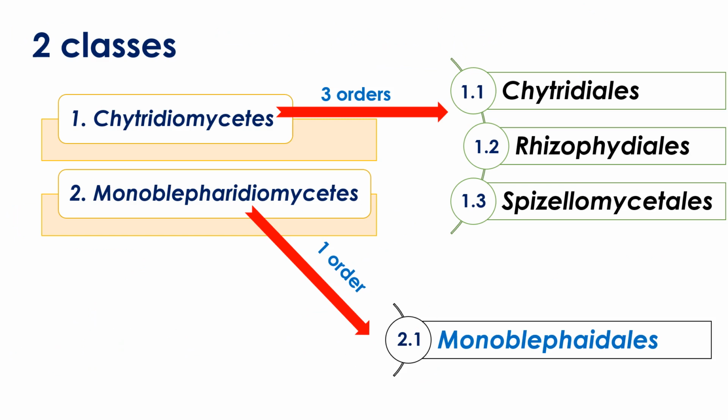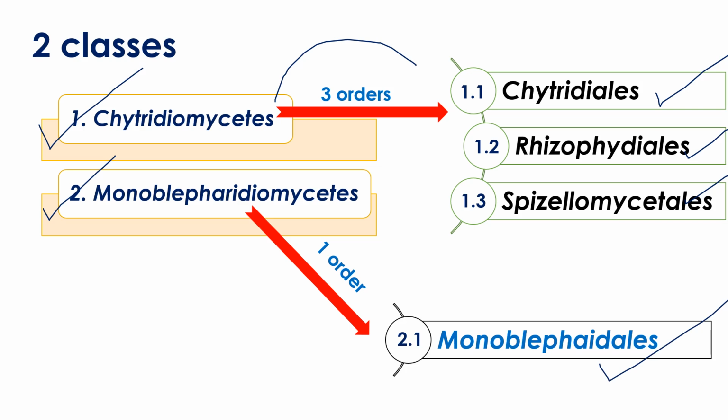As I told you, two classes, right? One is Chytridiomycetes and the other is Monoblepharidomycetes. Chytridiomycetes consists of three orders: Chytridiales, Rhizophydiales, and Spizellomycetales. Monoblepharidomycetes consists of only one order, that is Monoblepharidales. Now we will see in detail.